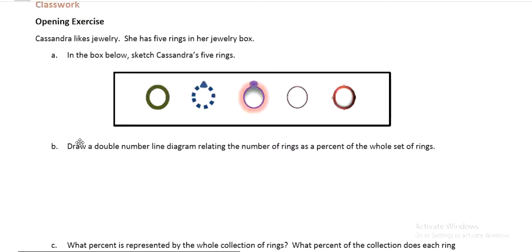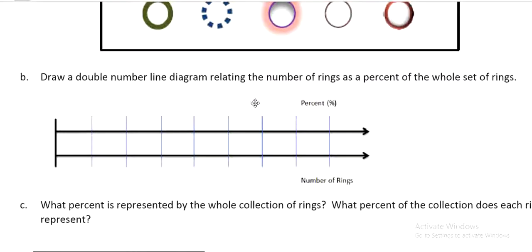Part B wants us to draw a double number line diagram relating the number of rings as a percent of the whole set of rings. So let's set up our double number line. There we go. Obviously I didn't write that by hand, but I want you to do your best and copy that down as close as you can by hand. So this double number line, we need to throw numbers in there. Percent being on top, number of rings being on the bottom.